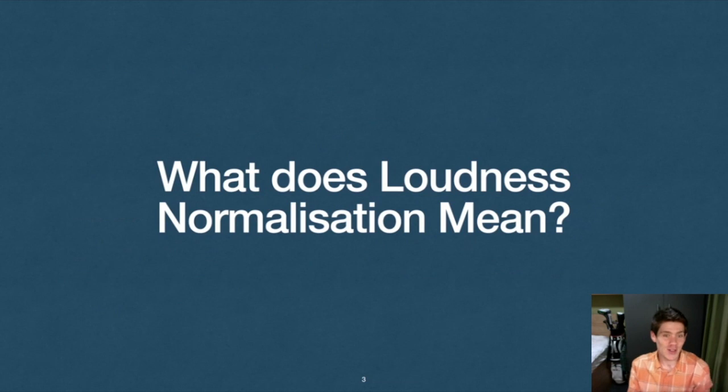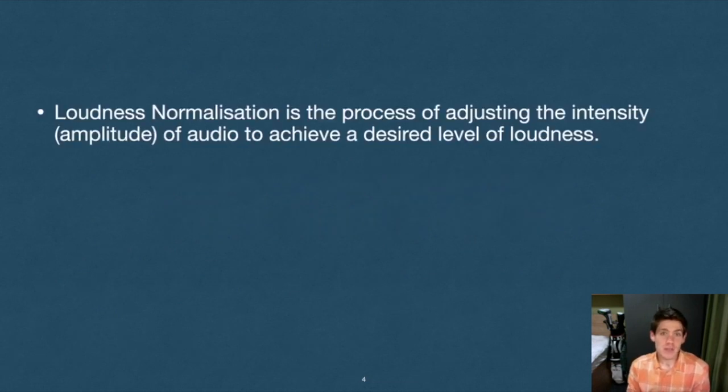So first, what does loudness normalization mean? Well, simply put, it is the process of adjusting the intensity of audio to achieve a desired level of loudness. So essentially we're looking at the average loudness of an audio file and then turning the volume up or down as we wish.